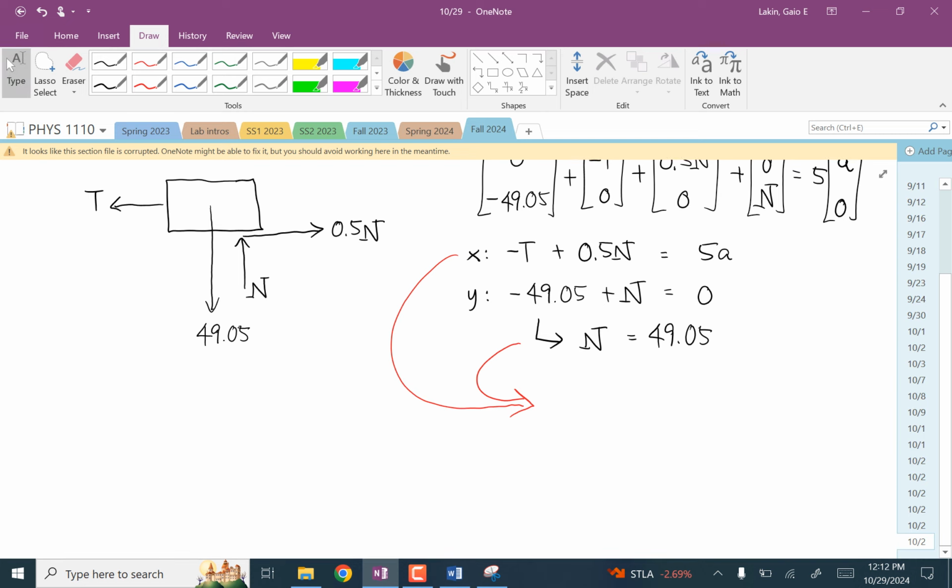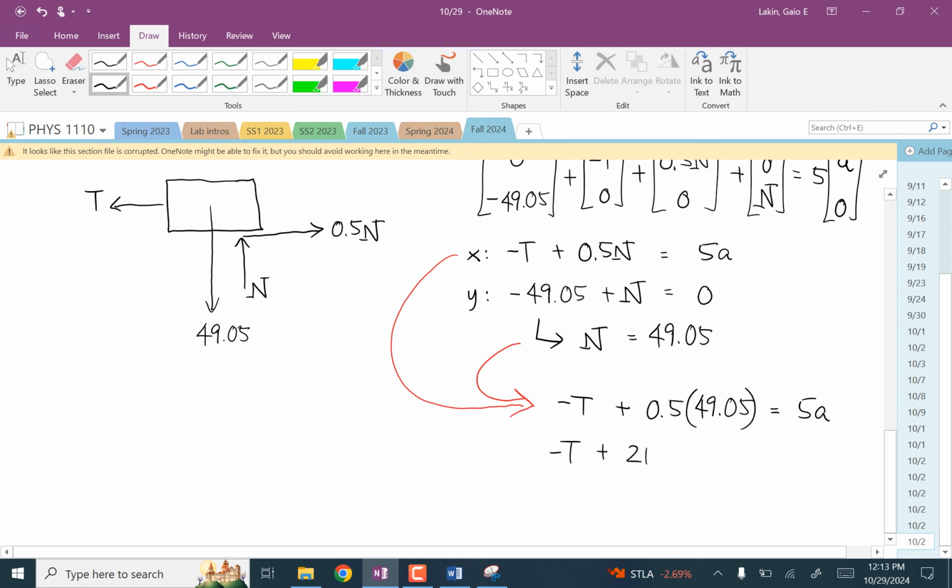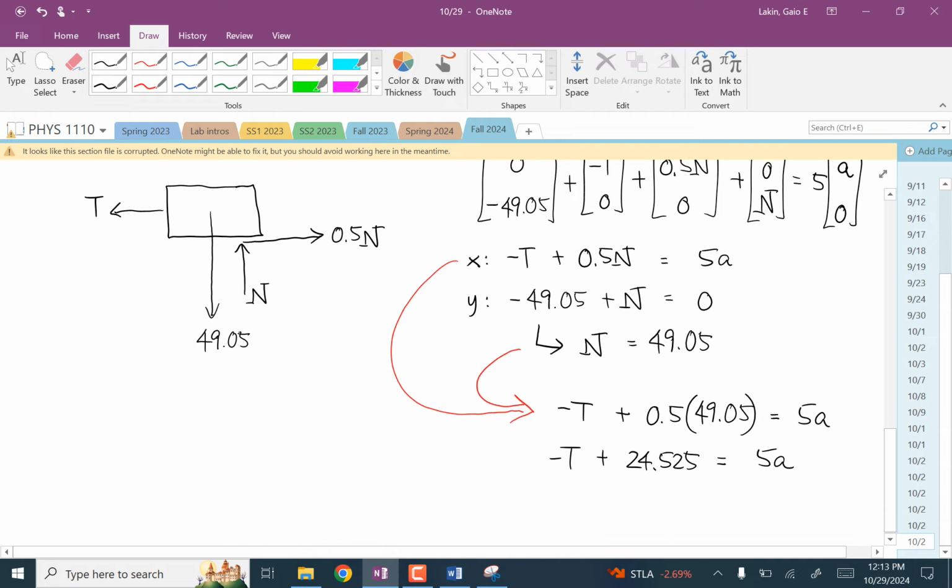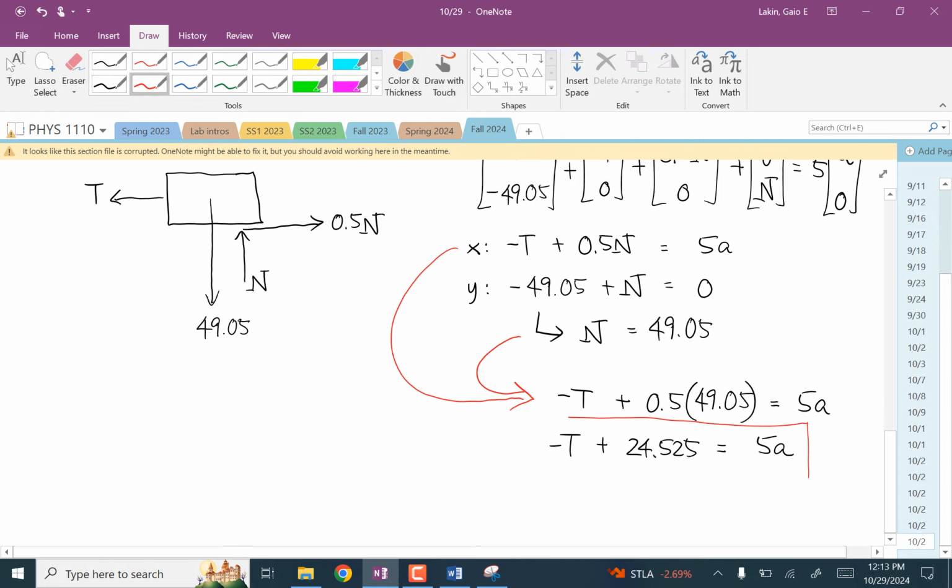And I get this new equation that says negative T plus 0.5 times what we just found for N, 49.05, is equal to 5a. And I'll simplify that. So negative T plus 24.525 is equal to 5a. And then that's our second equation for our system of equations, the system we're always going to use to solve for a and T.